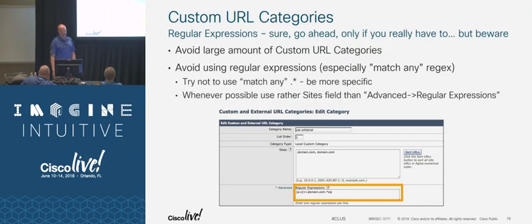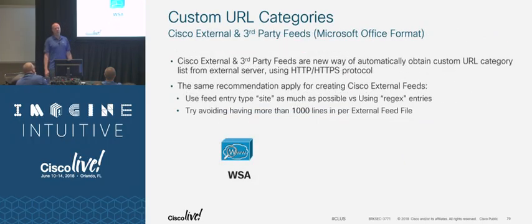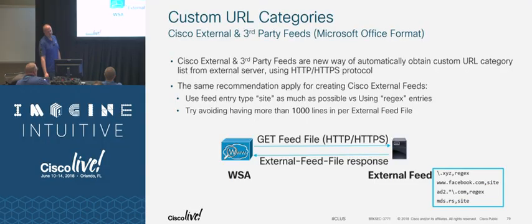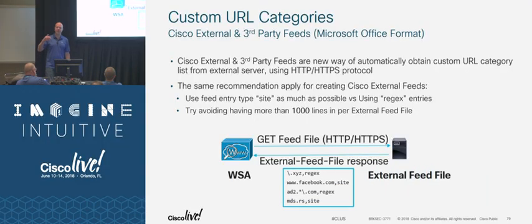So we talk about the URL categories. This was something that we added, custom URL categories, and we'll talk about that in a minute here. So we have this built-in ability to pull a third-party feed in. What this does is, the base use case around this was having the WSA automatically pull lists from a third-party server.